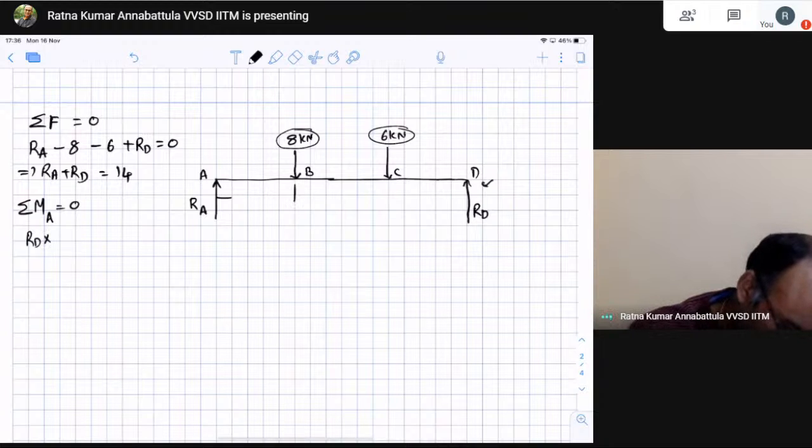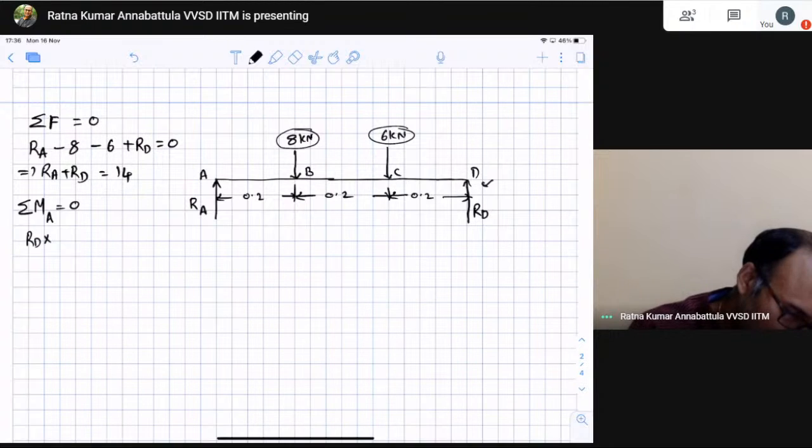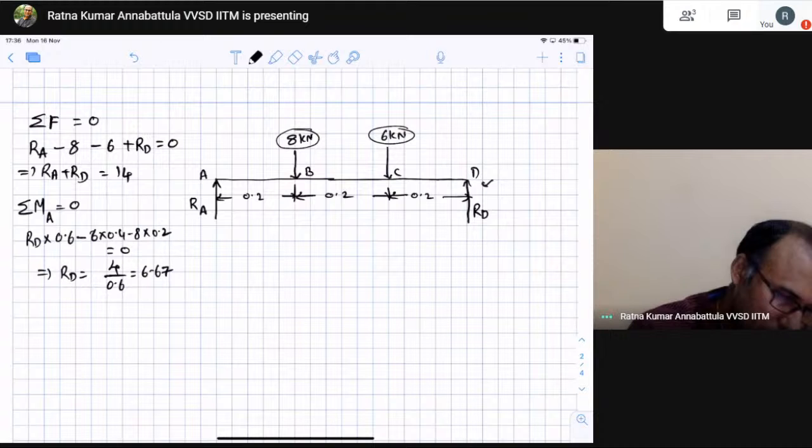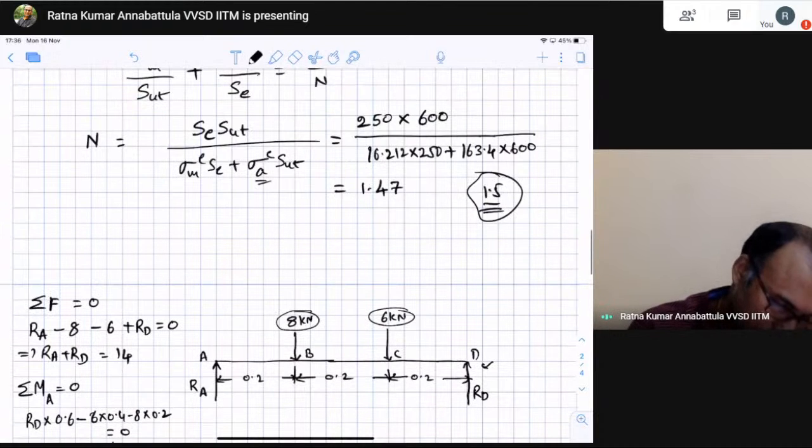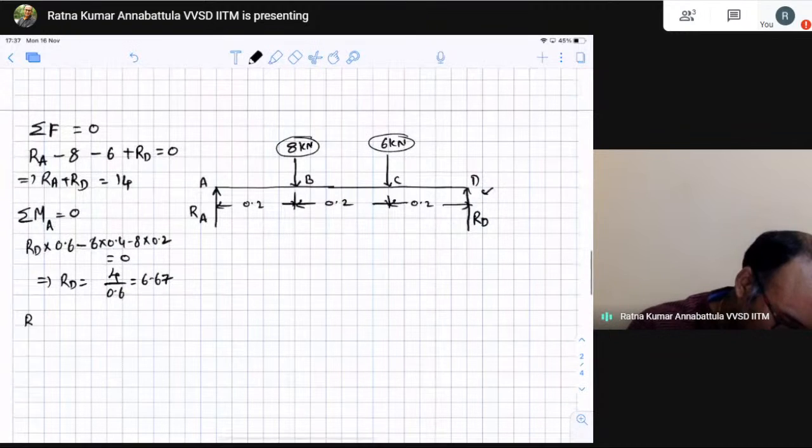So we know the distances: 0.2 meters, 0.2 meters and 0.2 meters. RD into 0.6 minus, taking sign convention into account, 6 into 0.4 minus 8 into 0.2 must be equal to 0. That will give me RD to be 4 by 0.6, which turns out to be 6.67. Okay, that's what we have actually shown there. And similarly, RA is equal to 14 minus 6.67, that is equal to 7.33.